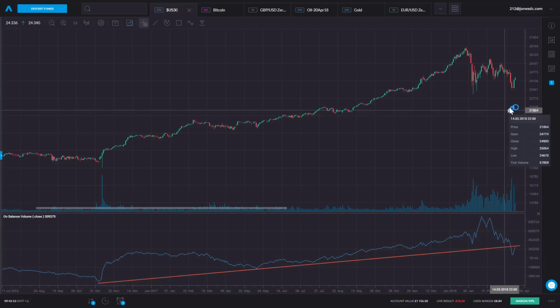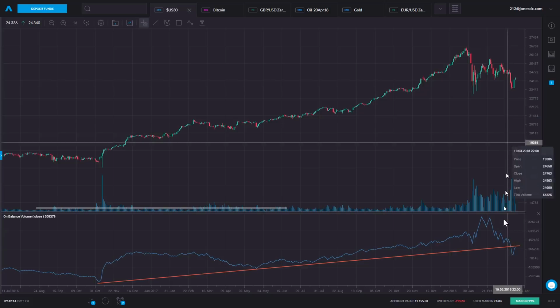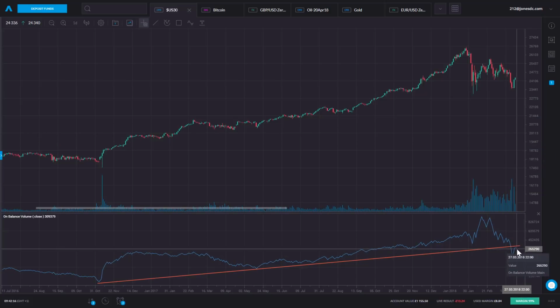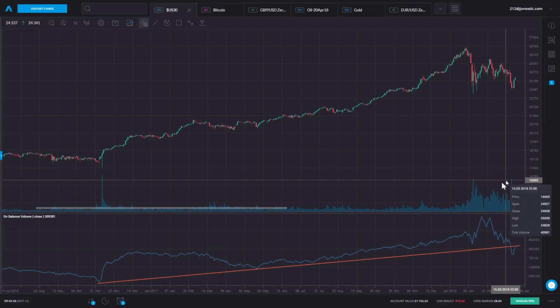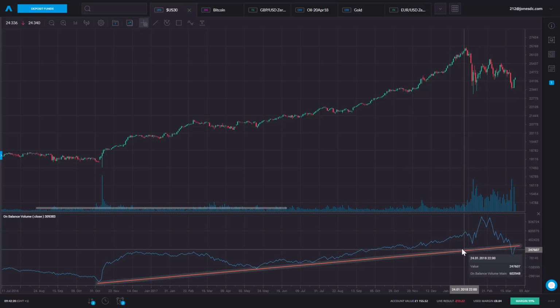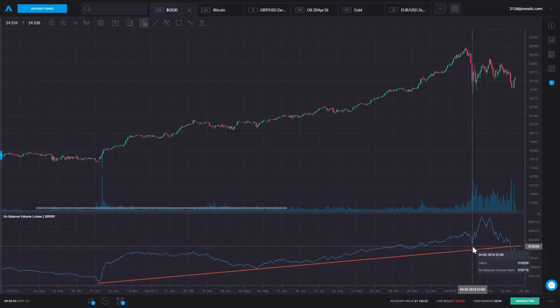We'd need to see some more positive closes here to assign a positive value to the on-balance volume and see it maybe break out of this trend. But I thought it was interesting. It's the first time we've seen a break in the trend line, even after that sell-off back here. It did a pretty good job of holding the on-balance volume trend up until the last week or so.